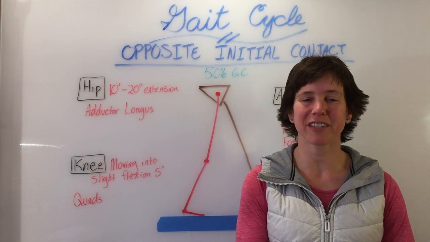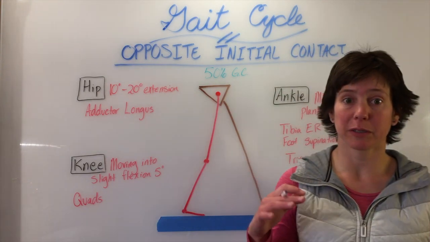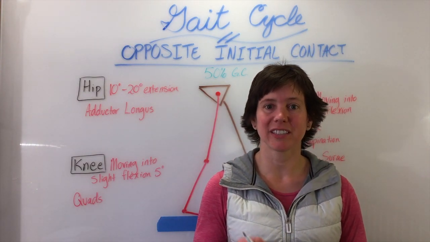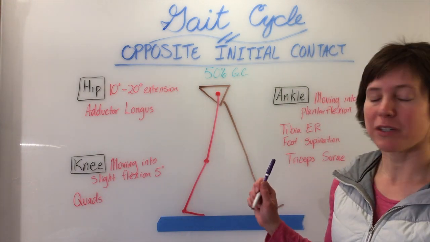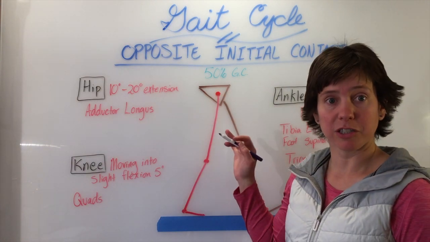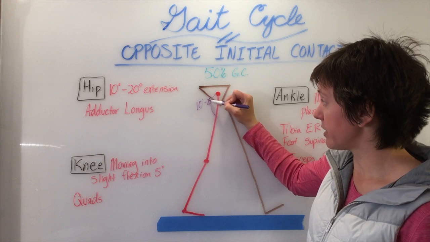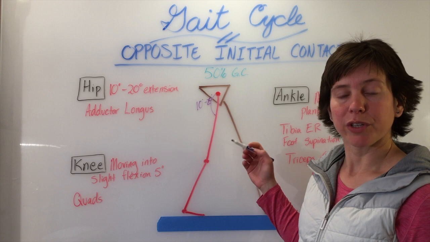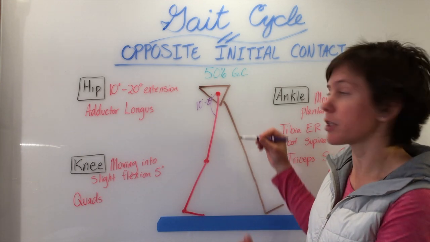The next event of the gait cycle is opposite initial contact. It is the mark of the halfway point of the gait cycle. It is the end of terminal stance and the beginning of pre-swing. So let's look at the hip. The hip is going to reach its maximum extension of the gait cycle from about 10 to 20 degrees of hip extension. And the adductor longus is starting to fire to bring the hip towards flexion.